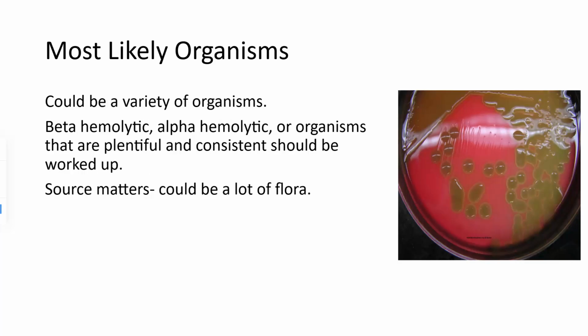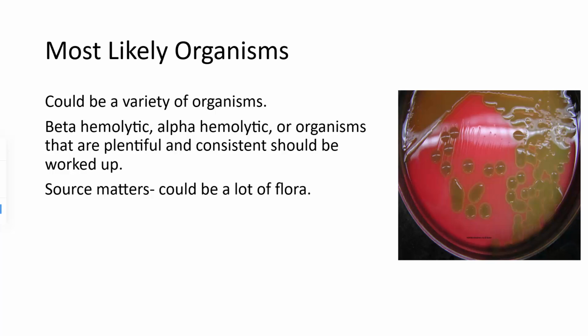So most likely organisms could be a variety of organisms. If they're beta hemolytic, alpha hemolytic, or a lot of the same consistent organism throughout the plate, then those should be worked up. The source matters. There could be a lot of flora. So that's when we go back to sputum cultures versus spit cultures. Sometimes certain respiratory swabs will come in and they'll just have a ton of normal flora. So being able to identify normal versus not normal takes some experience and some practice looking at these plates.